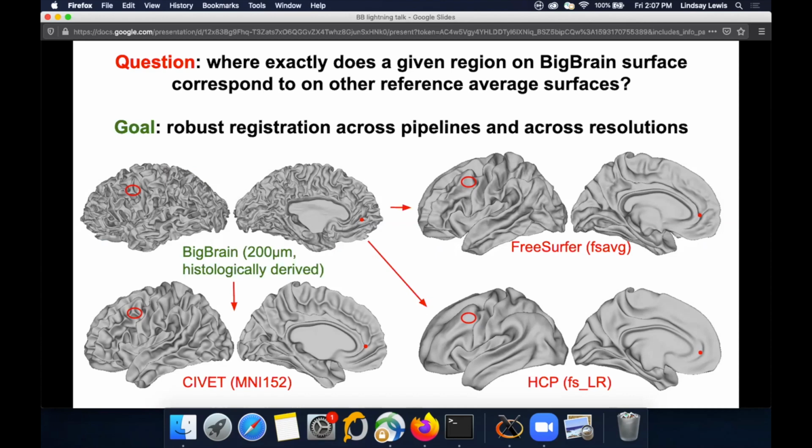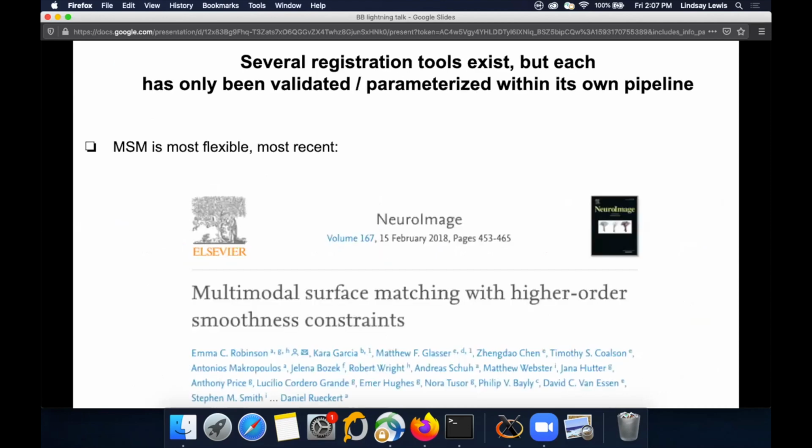The BigBrain surface is histologically derived and is high resolution, extracted at 200 microns, while the other reference surfaces are MRI-derived group averages and are much lower resolution. Several registration tools exist, but each has only been validated or parameterized within its own pipeline. The most recent and flexible of these is MSM, multimodal surface matching.